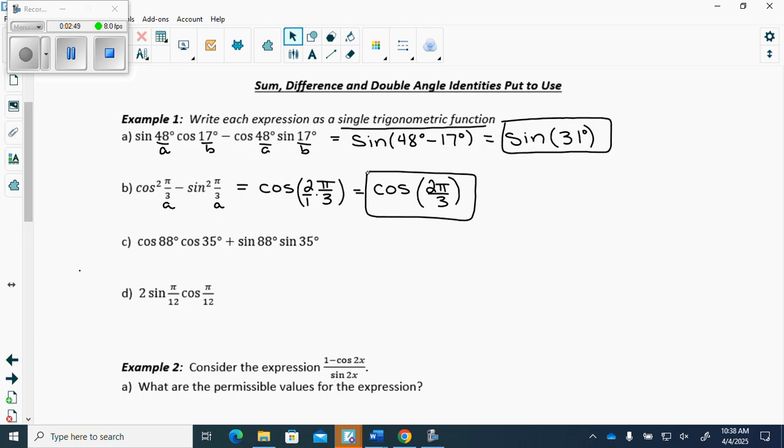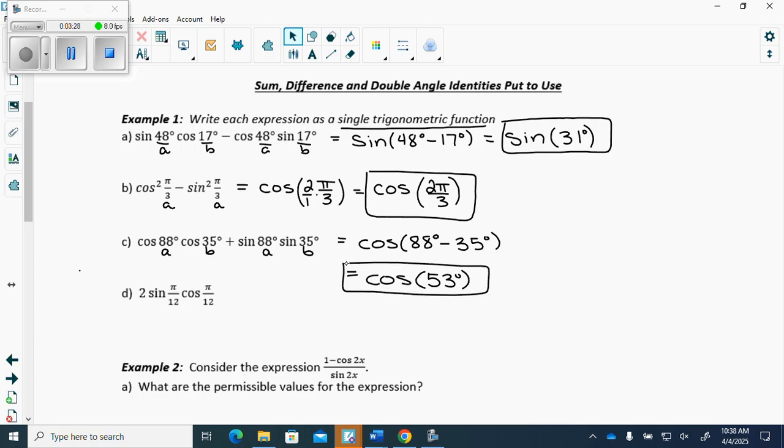All right. Now we have cos A cos B plus sine A sine B. Formula with that? Cos of A subtract B. Yeah. Cos A, which is 88 degrees, subtract B, which is 35. So we get cos of what? Voila. Box it because you're proud of it.